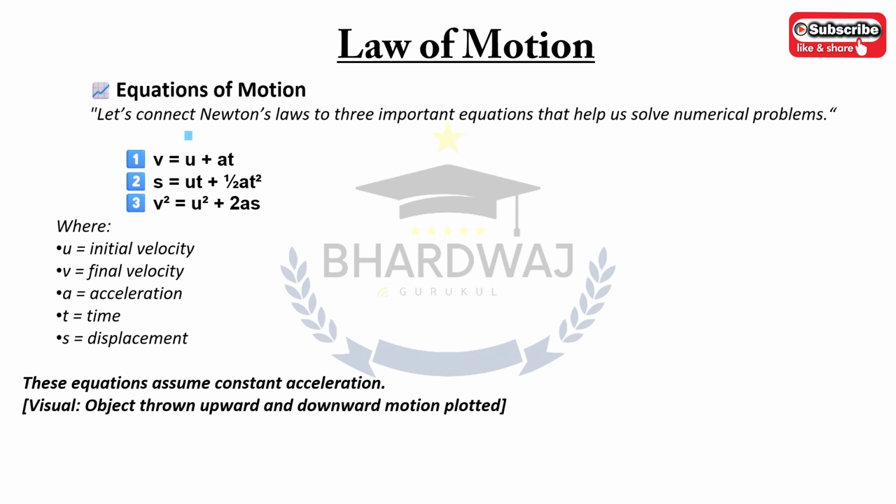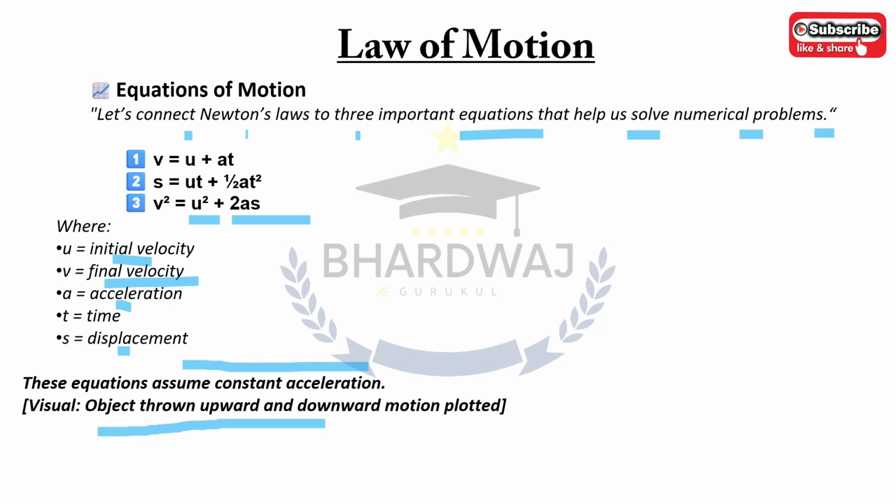Equations of motion. Let's connect the laws to three important equations that help us solve numerical problems. First equation, V is equal to U plus AT. Second, S is equal to UT plus 1 by 2 AT square. Third, V square is equal to U square plus 2AS, where U is the initial velocity, V is the final velocity, A is acceleration, T is time and S is displacement. These equations assume constant acceleration. Visual: an object thrown upward and downward, with motion plotted.